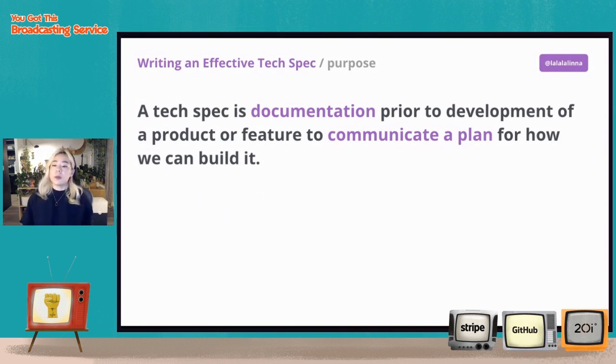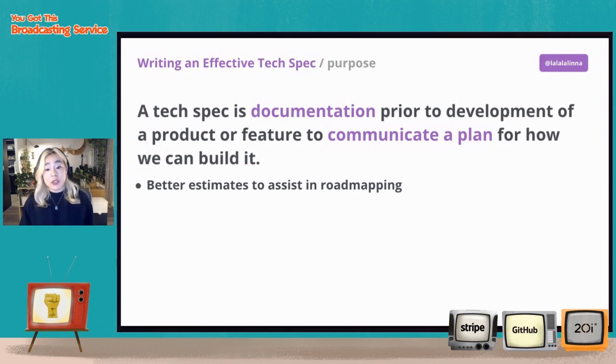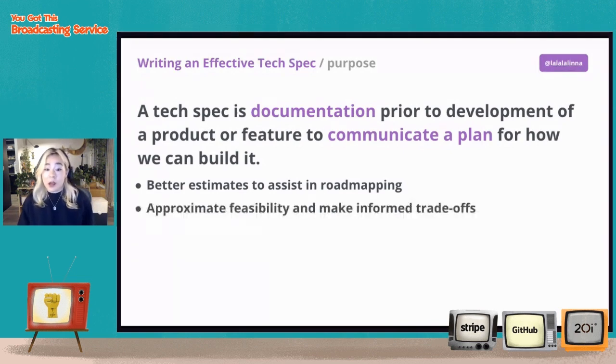You may also be wondering, why do I even want to write a tech spec to begin with? There are many reasons. It's always great to have a plan, especially if you're anxious like me. But by the end of it, you should be able to have better estimates to assist in road mapping, which is very helpful for people that you're working with in product or people who are planning out what things to build. You'll be able to approximate feasibility and make informed trade-offs, especially with those cross-functional partners.